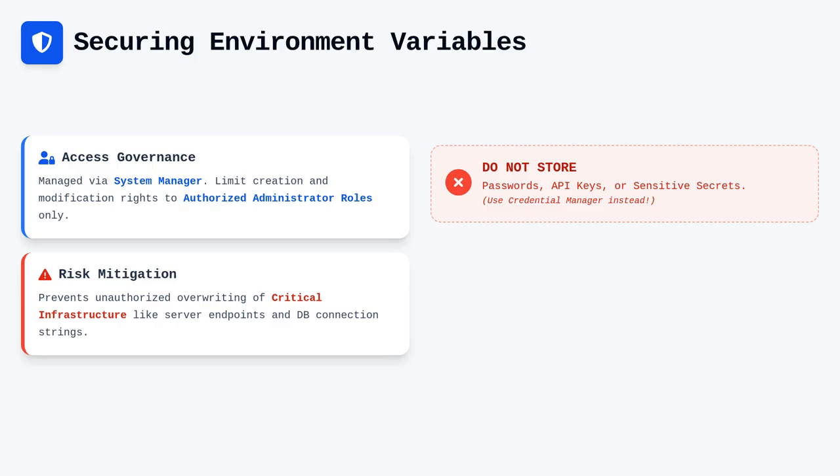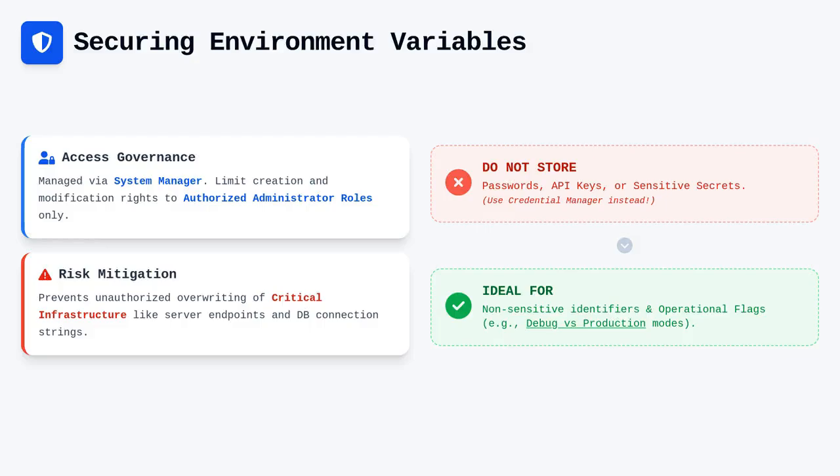When you configure a variable, think carefully about its scope and the sensitivity of the data it contains. While environment variables are excellent for configuration, they should never be treated as a replacement for the credential manager if the data involves sensitive passwords or API authentication keys. Instead, use these variables to store non-sensitive identifiers and operational flags that dictate, for instance, whether a process is running in a verbose debug mode or a reduced log production mode.